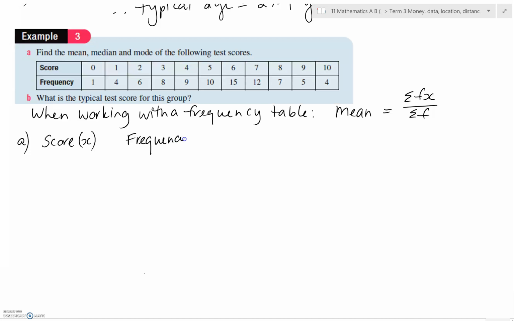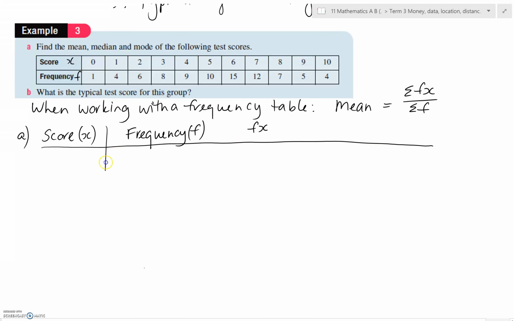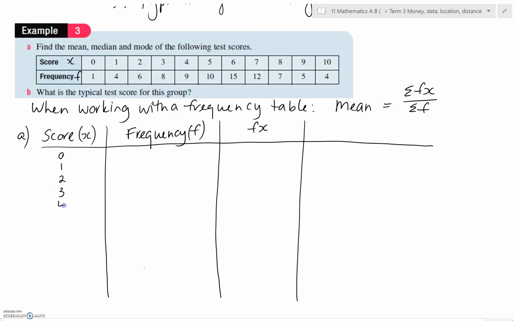So the first two are simply going to be rewriting the information we were given. So our score first, our frequency, then I want a column that tells me what fx is, and then I want another one for cumulative frequency, but we'll talk about that one in a minute. Whoa, that's a terrible line. In a minute. Okay. So, I'm just setting up a little table here. So the very first thing I'm going to do is write everything out. So I'm simply, at this point, copying the data that I've already got down. Nothing more than that.